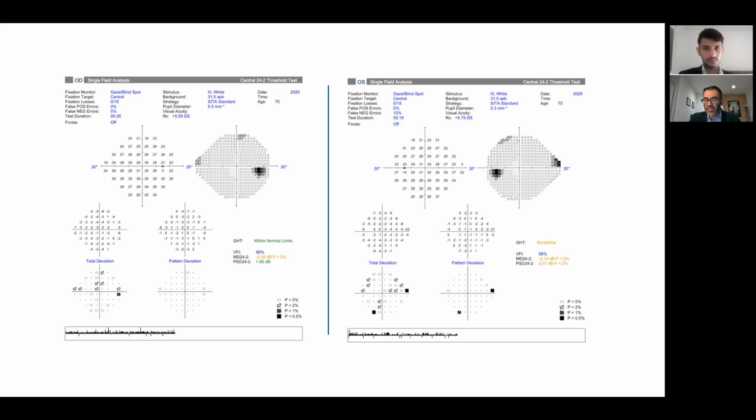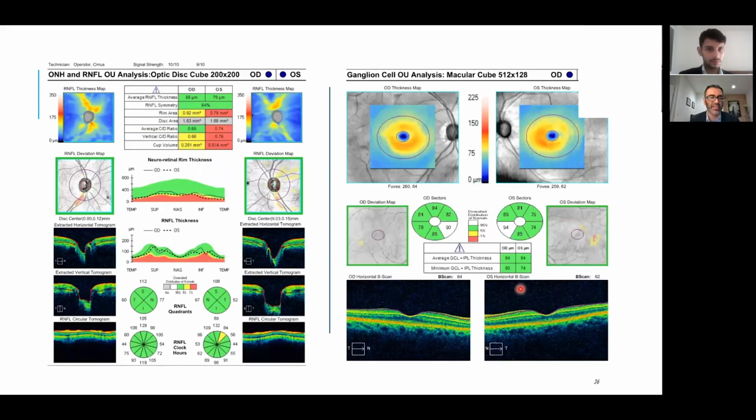She missed a couple of points here and here, which likely caused us to have this borderline. I think this was the edge of the trial lens. So if that point wasn't there, I think she would probably still be within normal limits in both eyes. So let's go ahead and analyze this OCT. Again, as I mentioned before, I really like to look at these heat maps. I think they're very helpful.